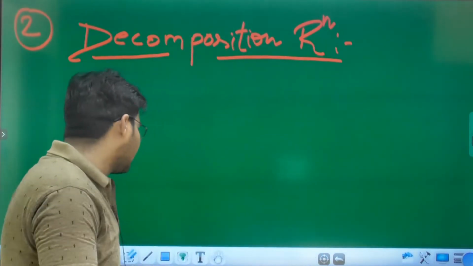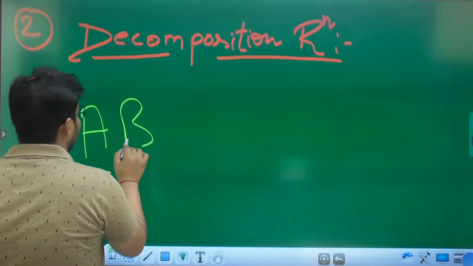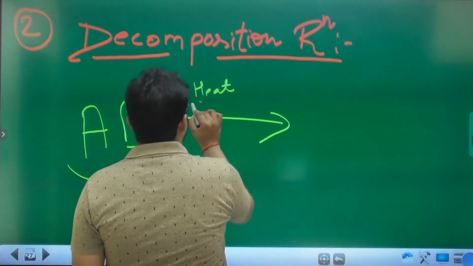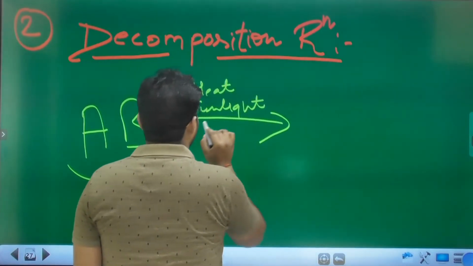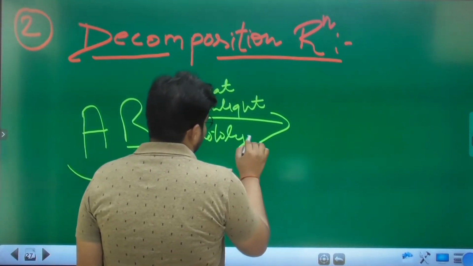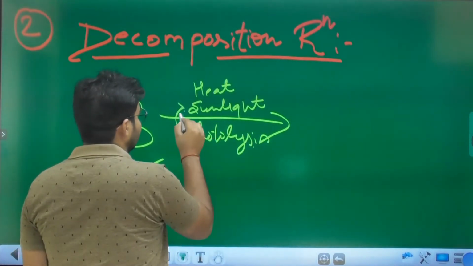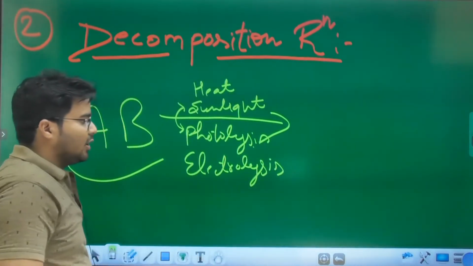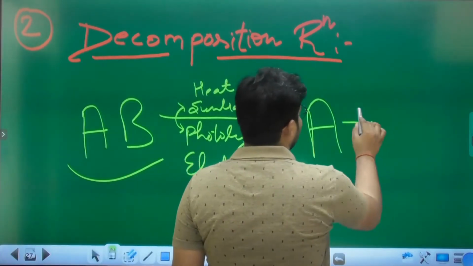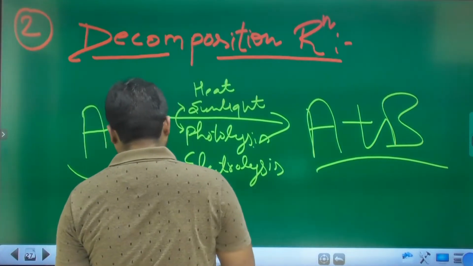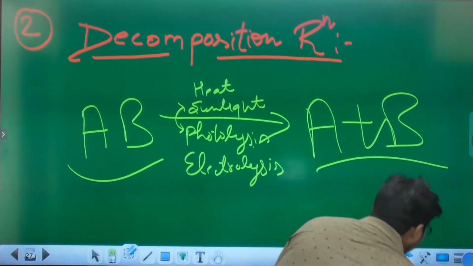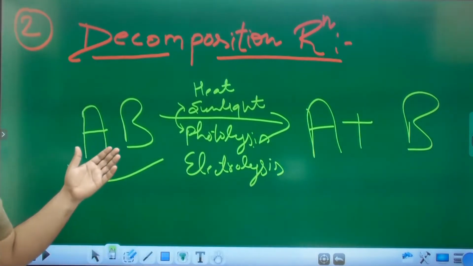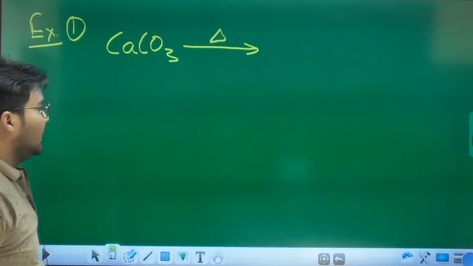What is a decomposition reaction? Let us see. If AB is a compound, and by any process, by giving heat, or in the presence of sunlight, that is photolysis, or electrolysis, by any kind of process, AB is broken down into two different substances, A and B, then this type of reaction is called a decomposition reaction. So let us move to the example.